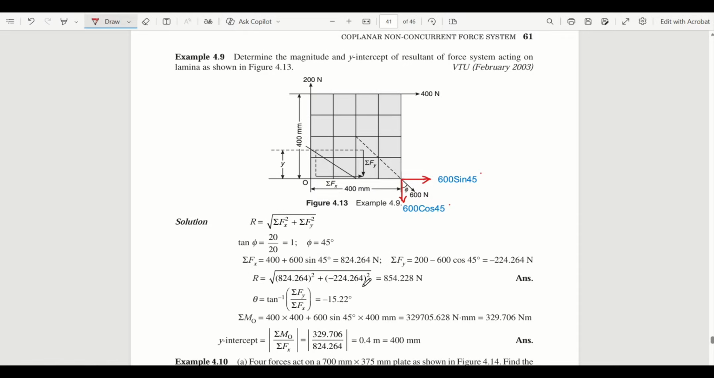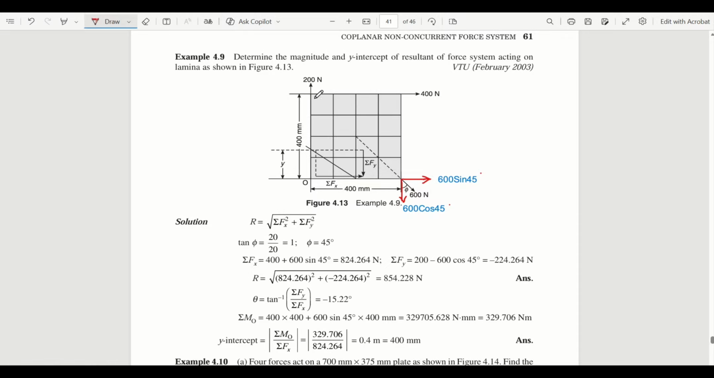Now what is the next step? You have to find the y-intercept. To find the y-intercept, we need moment. So for that sake, we are calculating the moment here. And since no other points are mentioned, we can directly take it at the point O.